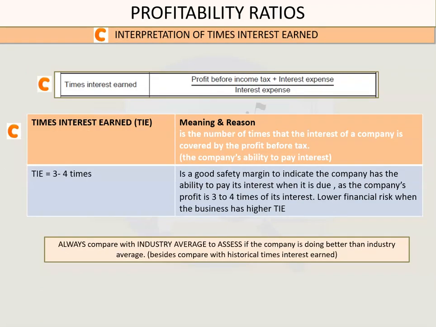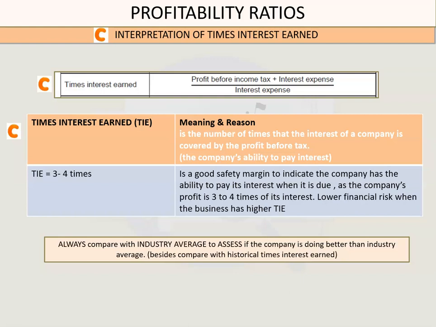Moving on, times interest earned. This is profit before income tax plus interest expense divided by interest expense. Very similar to the previous ratio in terms of the calculation. So there is a guide here. The guide here is between 3 to 4 times. Now, the unit that you use for this ratio is times, not percentage.